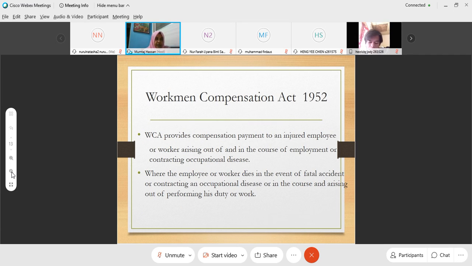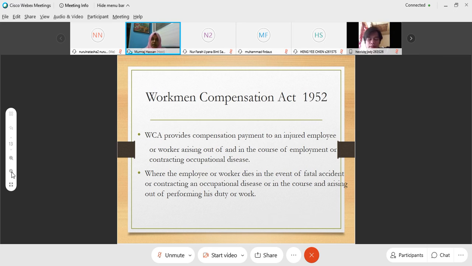Okay, then we have the Workmen Compensation Act. The Workmen Compensation Act is similar, but it is for foreign employees, compared with SOCSO. SOCSO is only for the local employees, that means the Malaysian employees. Workmen compensation provides compensation to the foreign employees. It's about the same. If there's any accident in the course of employment or occupational disease, the employees will be protected.